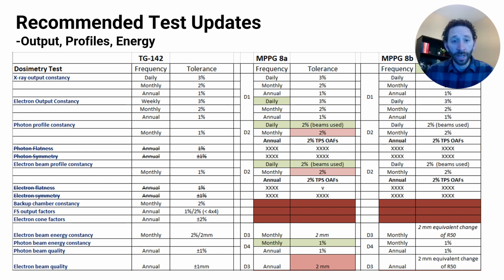So the outputs, profiles, and energies for the most part are the same. A couple of the relative output factor things for cones and field size have been removed from 8A from TG142, and 8B maintained that removal. But for the most part, these tolerances are pretty well defined and not largely changed. Green would indicate a new test or tightened tolerance, and red indicates that a tolerance is looser.